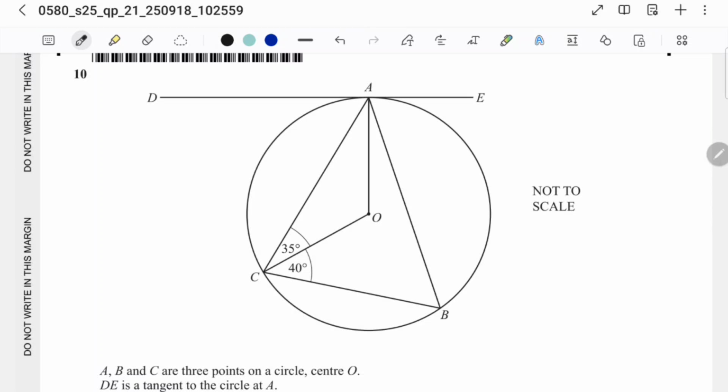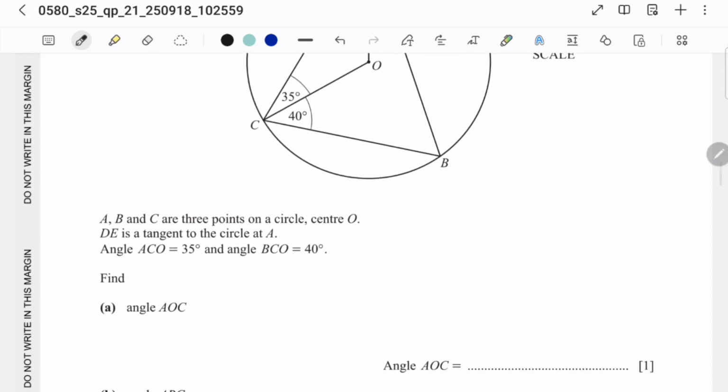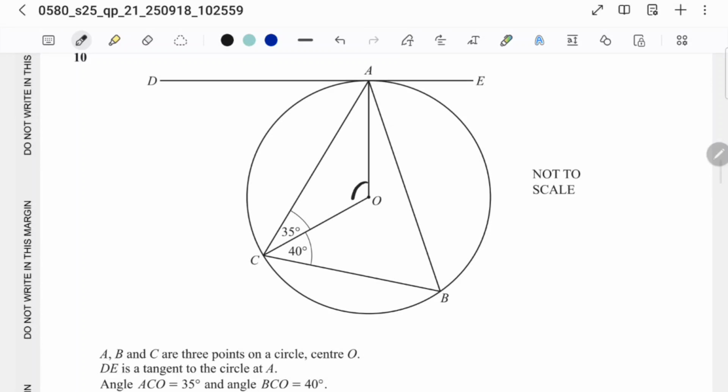A, B, C are the 3 points on the circle. DE is the tangent to the circle at A. ACO is equal to 35. BCO is equal to 40. They're just asking you to find AOC. So A to O to C, this angle is required.